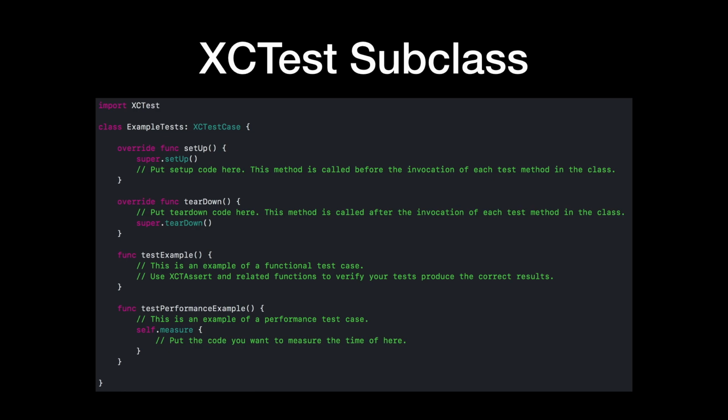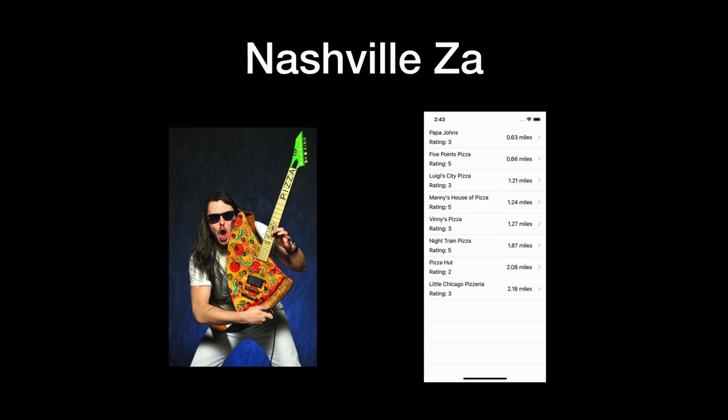And we'll see another example here in a second. So, to demonstrate writing tests tonight, I wrote a simple application called Nashville ZA, which is an application that shows you pizza locations in Nashville, and it shows you the closest ones to you first. Very simple application, just a single table view.